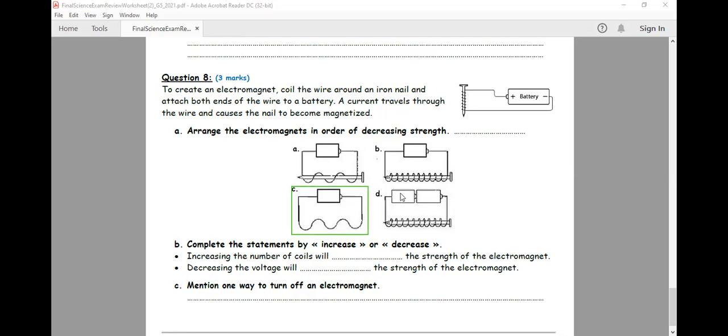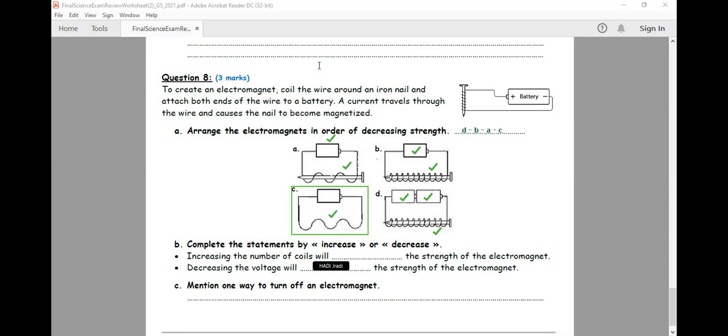D, because it has two batteries and a lot of loops. Then B, because it has a battery and lots of coils, more coils. Then A, because it has an iron ring, and then C, because it doesn't have iron. C only has wires and batteries. That's right.